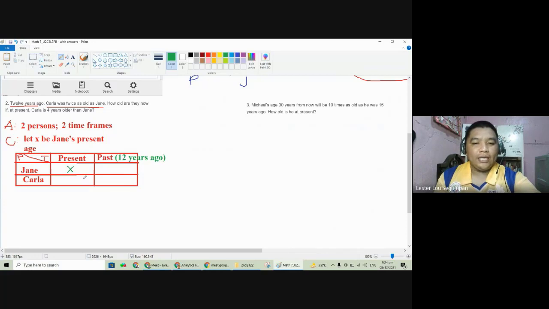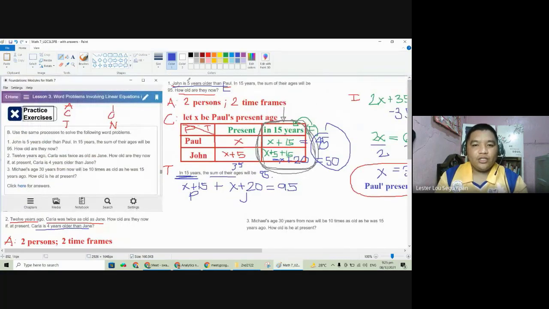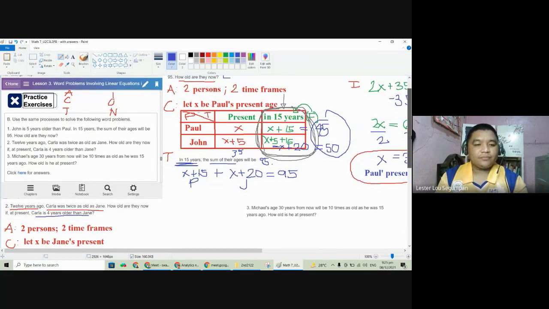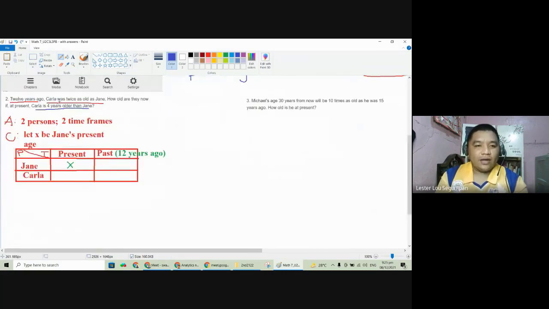How do we fill that in? Look at the situation here at present. At present, Carla is 4 years older than Jane. Earlier in number one, John is 5 years older than Paul, and Paul is the younger. That's why he has X. To get John, we simply added 5. The same thing here. Jane is X. So Carla, who is 4 years older than Jane, with the use of that symbol, we will have X. Carla's present age is X plus 4.